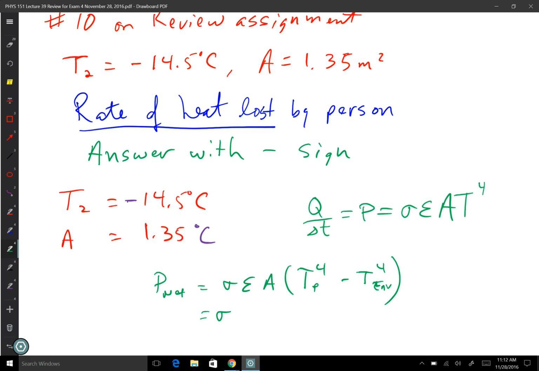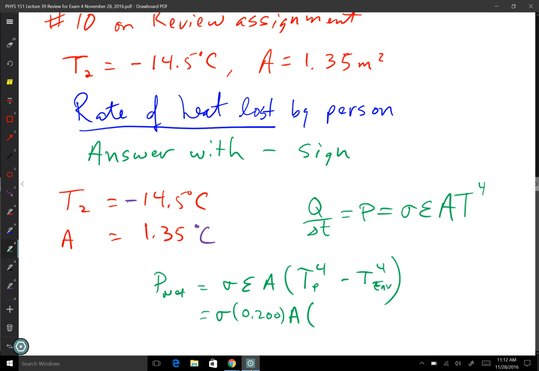Okay. So, staying off of that, the emissivity was given in that problem to be 0.200. The area was the surface area. Everybody's going to have a different area, so I'll just put that in there. And then you have the temperature of the person, which in my case was, I think, 9.5 degrees Celsius.